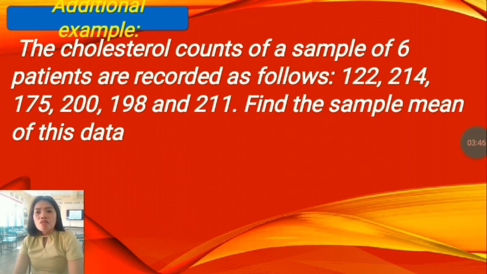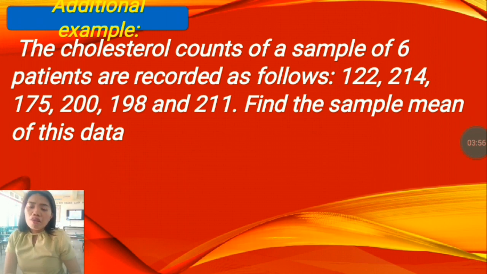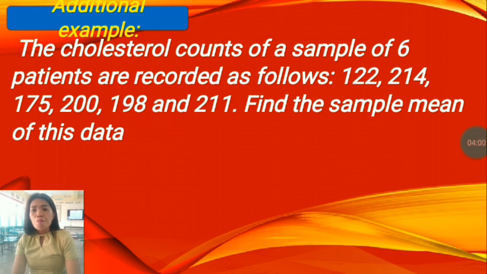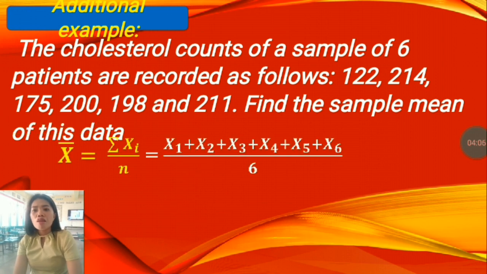Now let's have an additional example. For instance, the cholesterol counts of a sample of 6 patients are recorded as follows: 124, 214, 175, 200, 198, and 211. Find the sample mean of this data. Let's proceed to the solution. Since we are asked to find the sample mean, we will be using that symbol, the x with a bar on top.